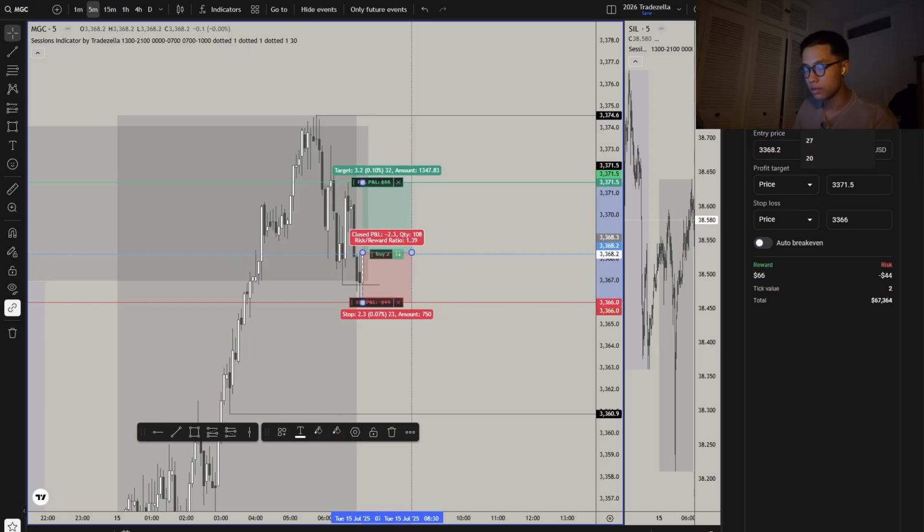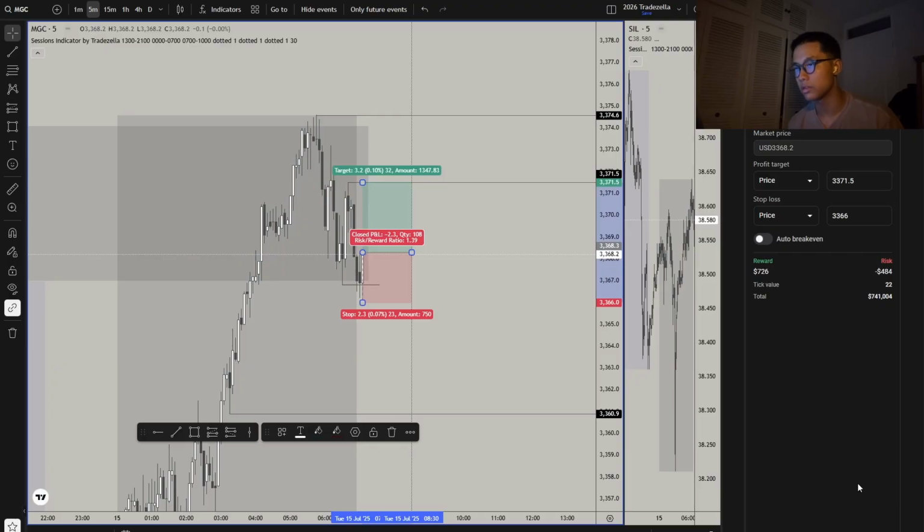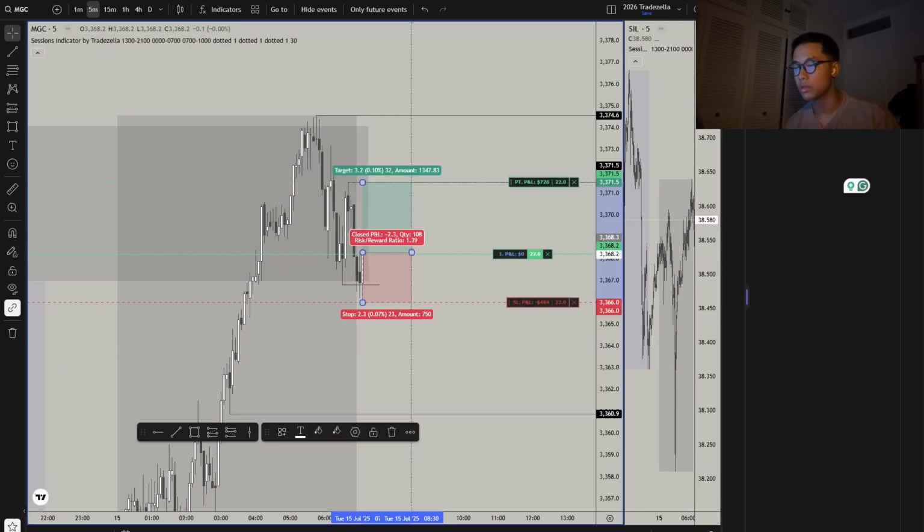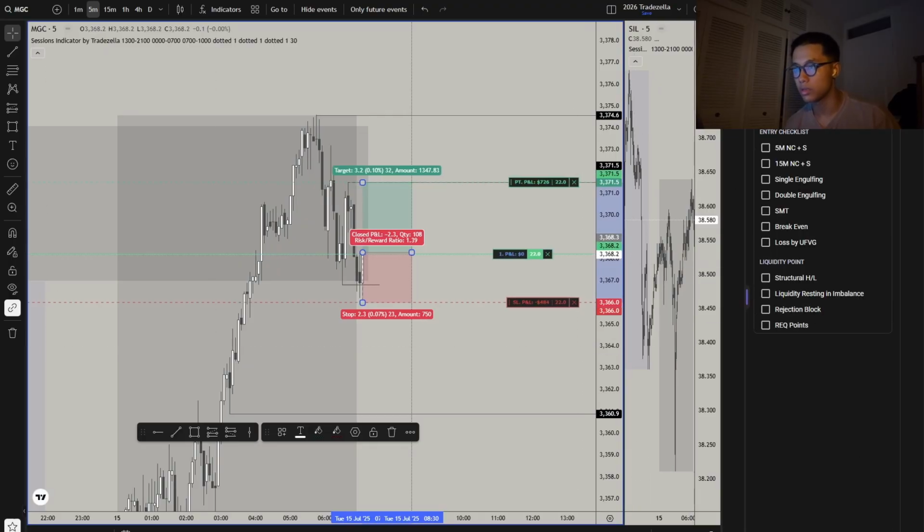Risking 1%. Okay. Buy and journal. This is a 5-minute no close sweep, single engulfing.